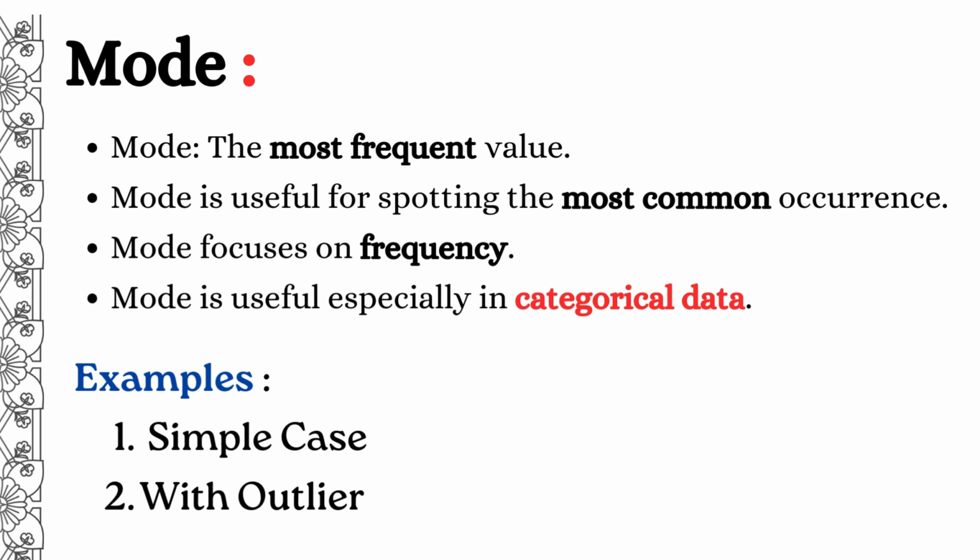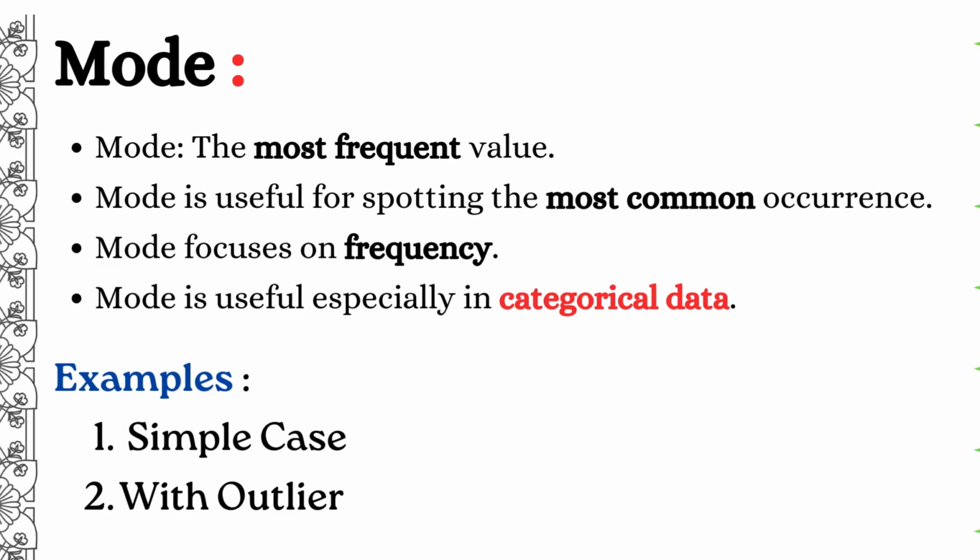Mode. The most frequent value. The mode is different. It focuses on frequency, so it tells you what's most common rather than the average. Now let's head into code and see how these metrics behave in action. We'll check two examples, one simple and one with an outlier.